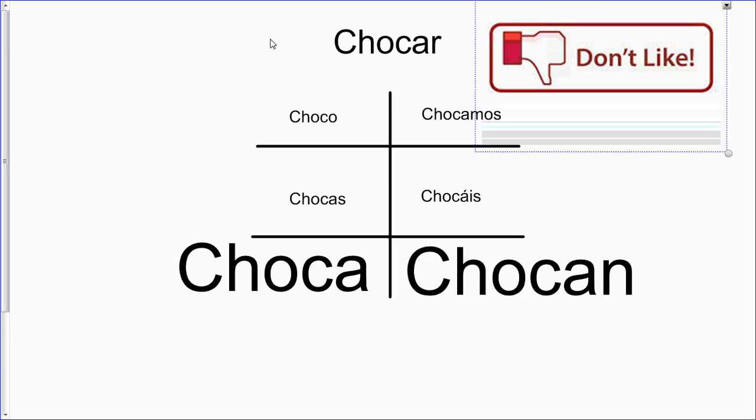Chocar. This means you do not like something. It's another regular AR verb. Choco, chocas, choca, chocamos, chocáis, chocan. That's how you say you don't like something. But again, we're only going to focus on choca and chocan for right now.